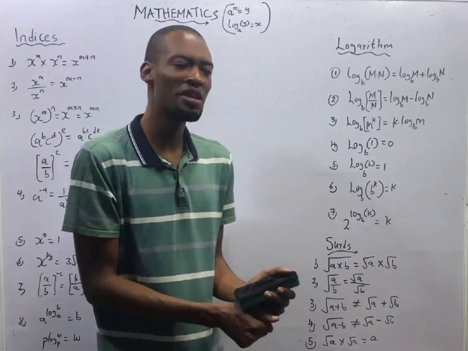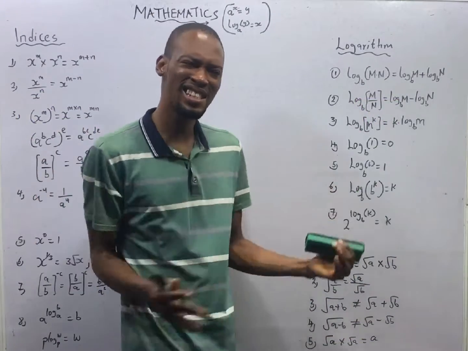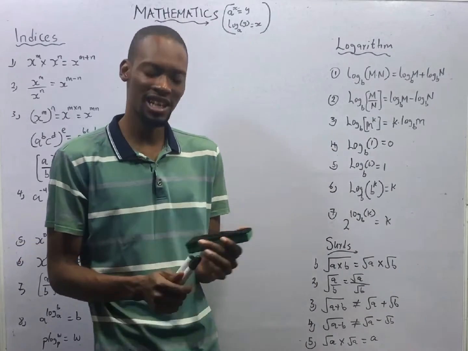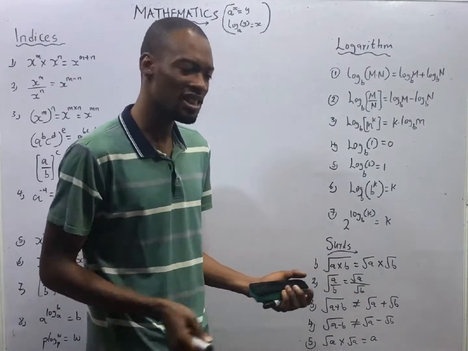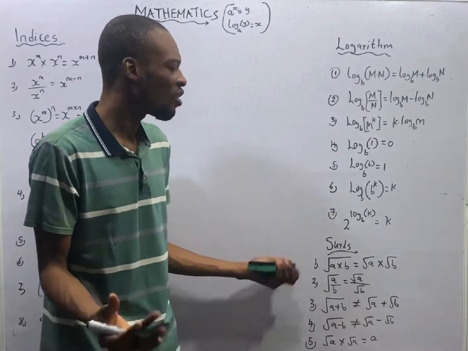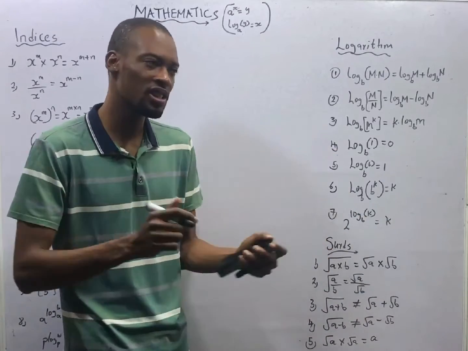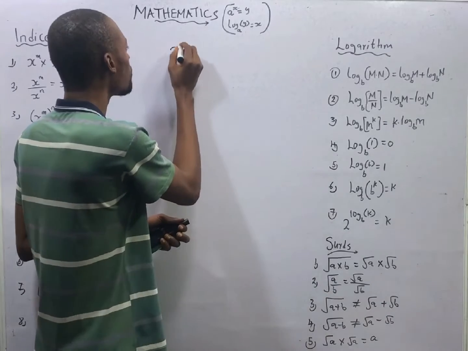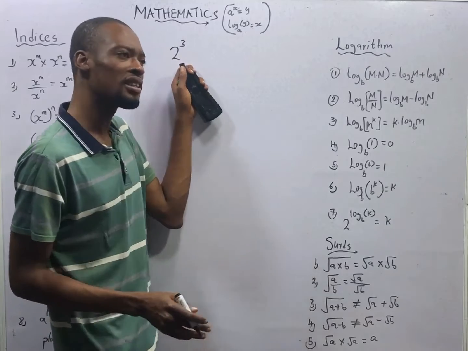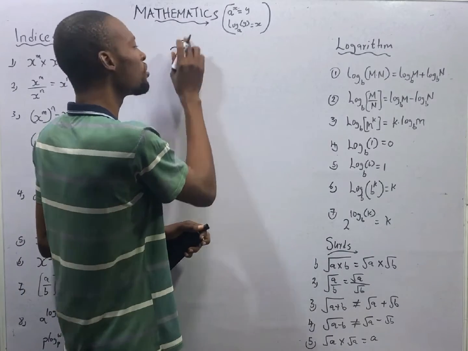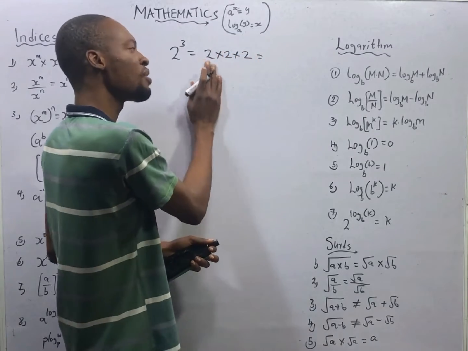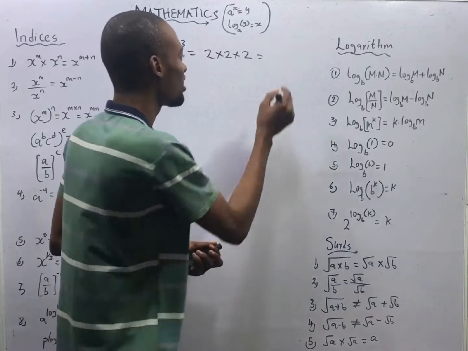Let's take a look at a beautiful relationship between indices and logarithm. This will make you happy. What is indices in the first place? Indices has to do with how many times a number is multiplied, or it has to do with power, exponents. Anytime you are given a number with power, that indicates indices. If you have 2 raised to the power of 3, this is the same thing as 2 in 3 places: 2 times 2 times 2. And what is that? 2 times 2 is 4. 4 times 2 is 8. This is 8.